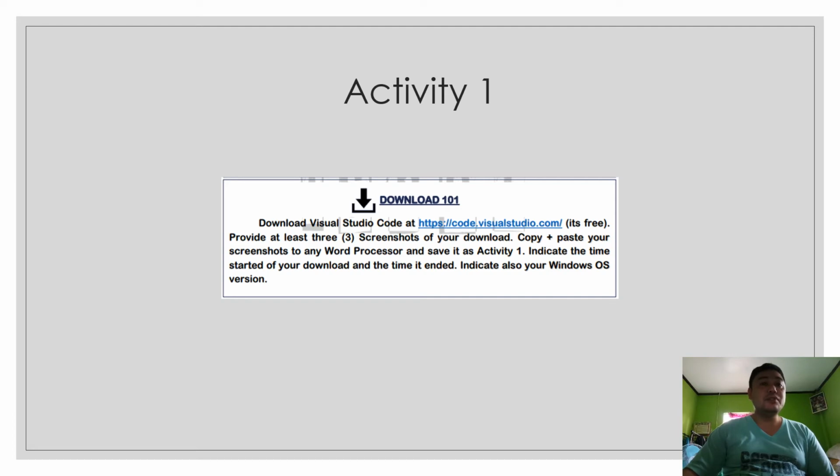Copy and paste your screenshots to any word processor and save it as activity 1. Indicate the time you started your download and the time it ended. Indicate also your Windows OS version.